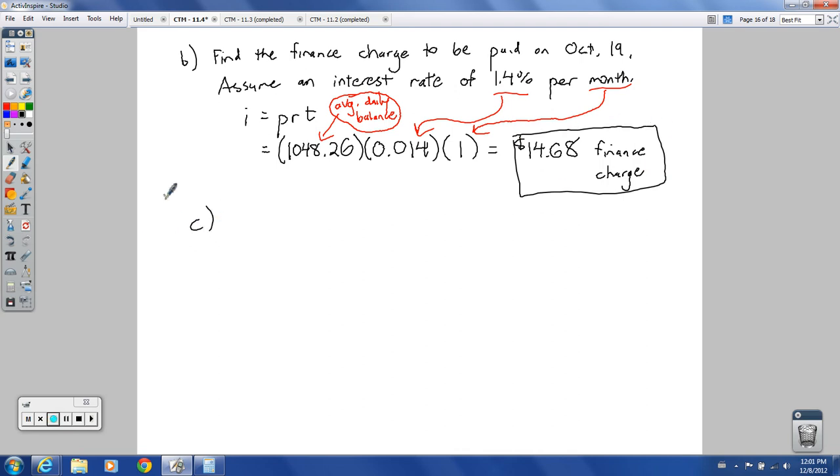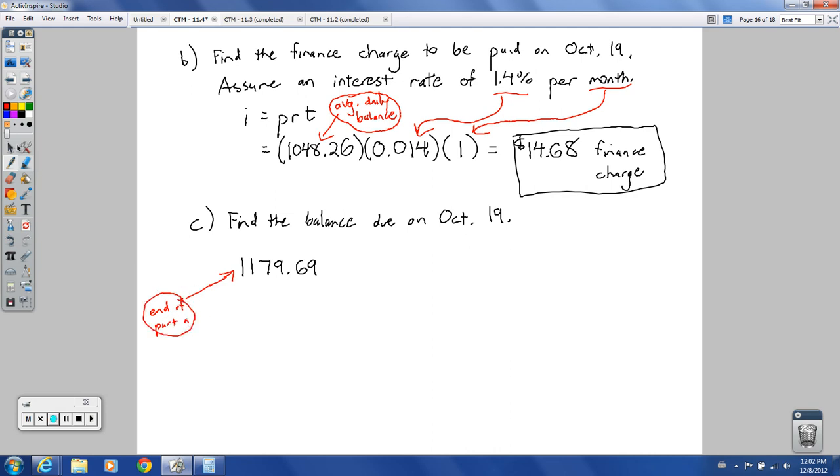And in part C, find the balance due on October 19. Not too hard once we know all this other information. Now that we've got all that other stuff, the $1,179.69. This comes from the end of part A. So I'm just going to say this is the end of part A. I'll refer you back to part A here.